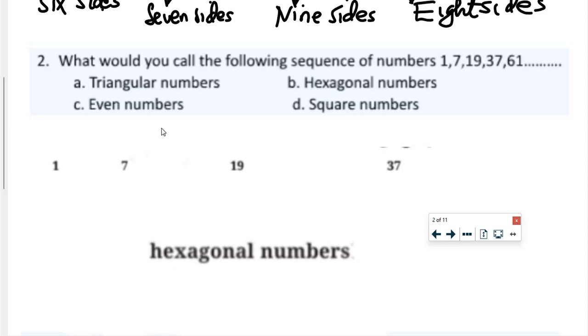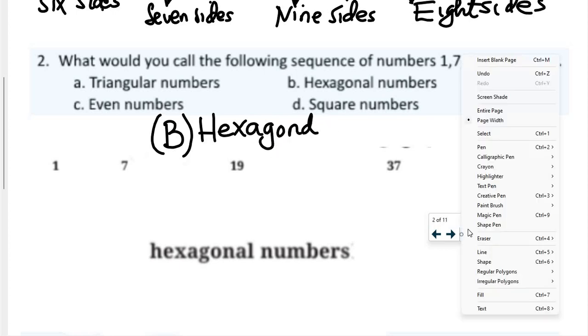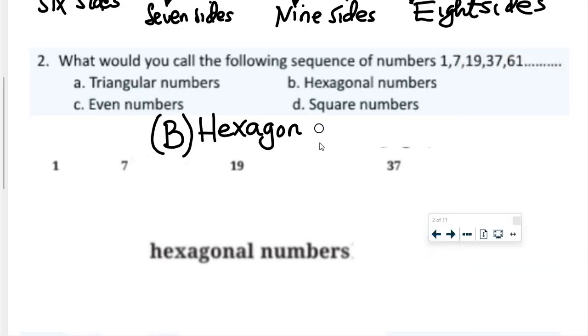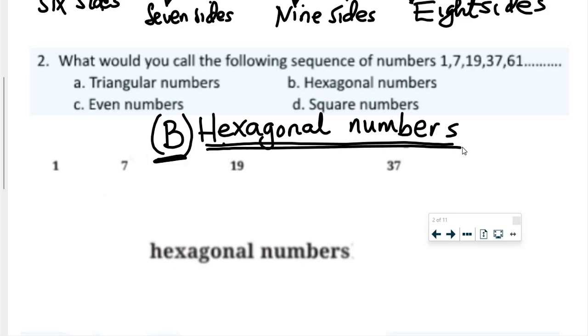So you write the correct option here, B in capital letter, and then you write the sentence of it, hexagonal numbers. Let me adjust a few things here. The letter for the options should be a capital letter. And then you write the sentence which defines that answer. So 1, 7, 19, 37, 61, those are hexagonal numbers.